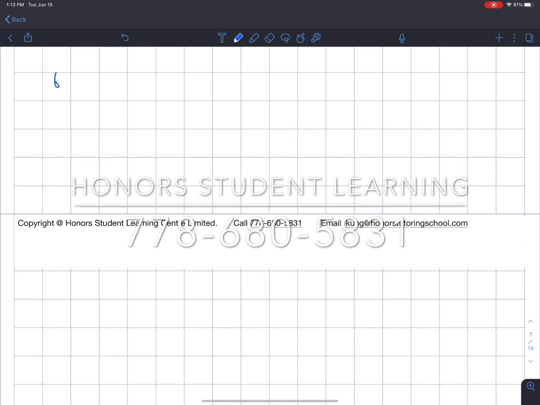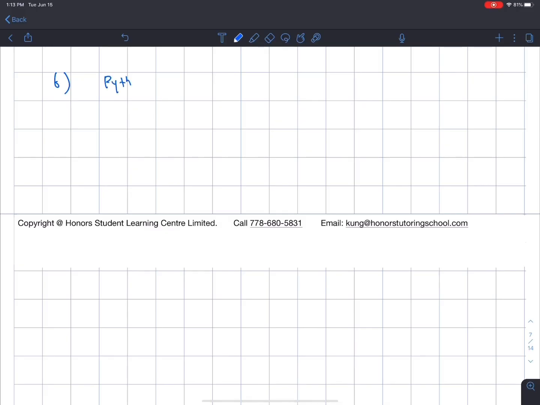Question 6. So you need to remember the Pythagorean theorem, which you have learned in Math 8. Pythagorean theorem states that when you have a triangle ABC, make sure C is the side opposite to the 90-degree angle. Then A squared plus B squared will equal to C squared. Okay, and C is also called the hypotenuse, right?